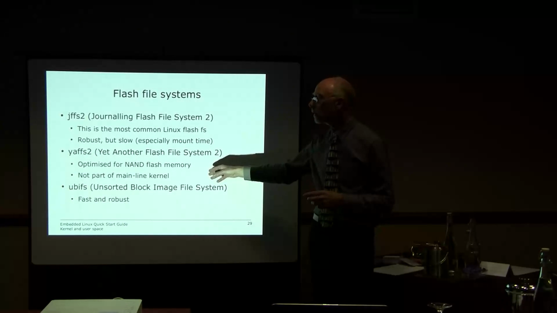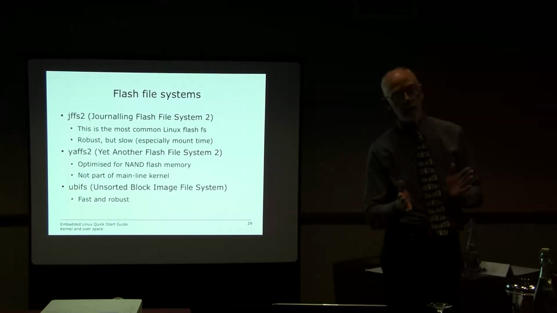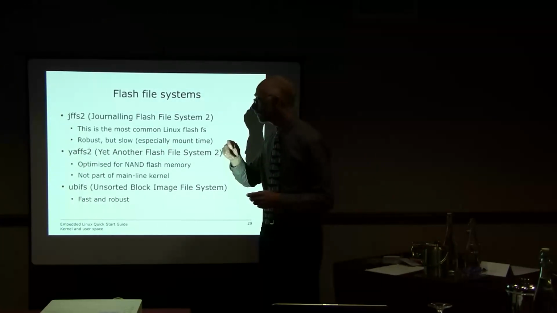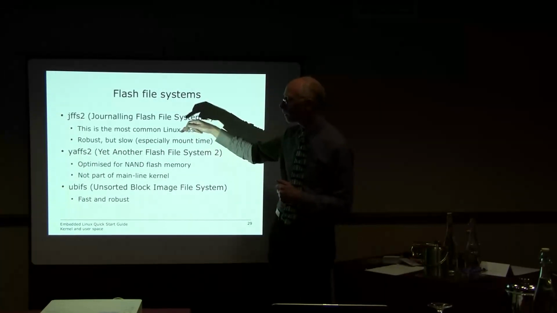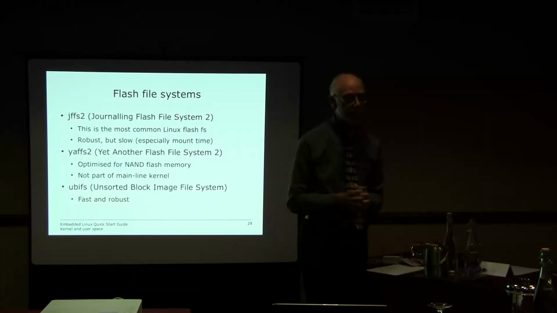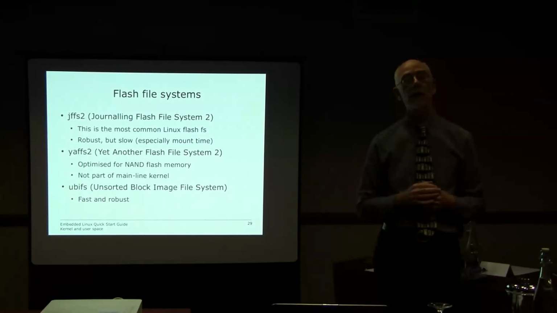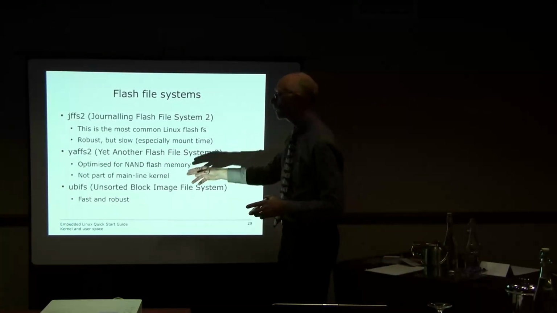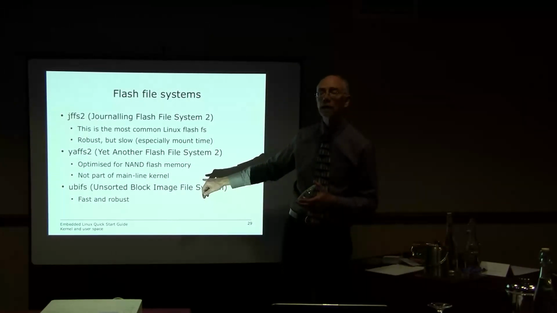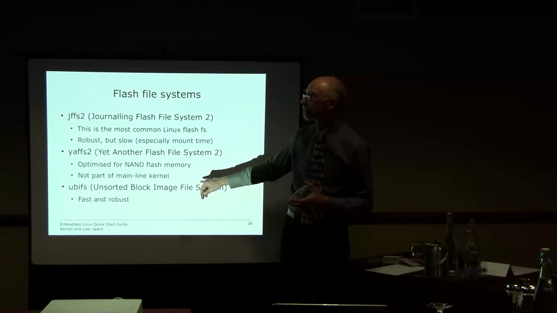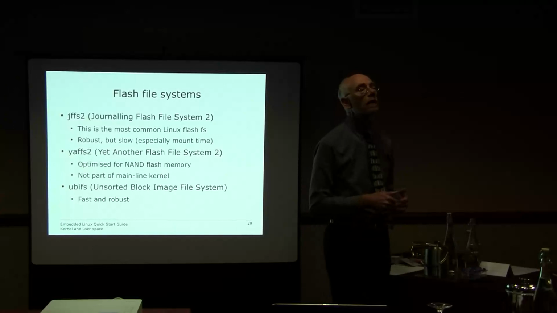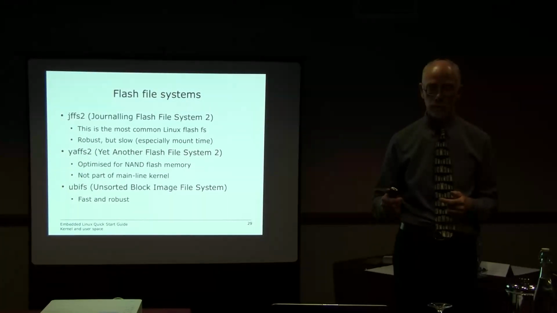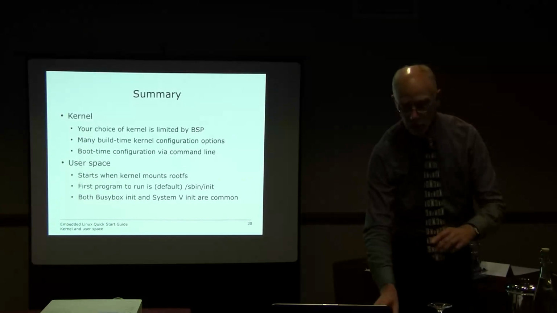And then the newest one is UBIFS, which has been around for a few years, but not as long as the other two. UBIFS actually is a file system that sits on top of a block driver called the unsorted block images driver, UBI. So it's actually two components. There's UBI and then UBIFS on top of that. Doesn't really matter. The net result is that it is both robust and fast. So I would tend to use UBIFS in any new projects. And I would tend not to use JFFS2 if I can help it.